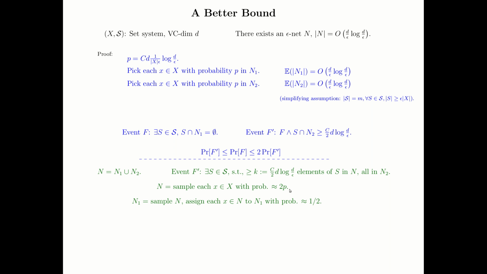So with this view of N, how can we look at N1? We can look at it as first sampling a subset N, and then assigning each X to N1 with probability roughly 1 over 2. So for every X that is sampled in N, we decide with some probability that is very close to 1 over 2 whether or not to assign it to N1.